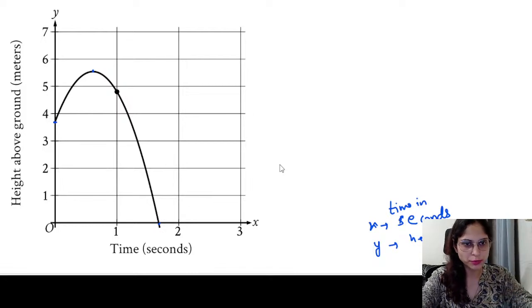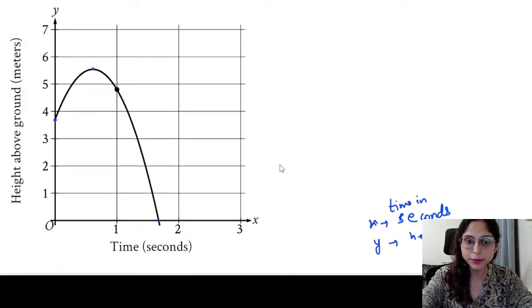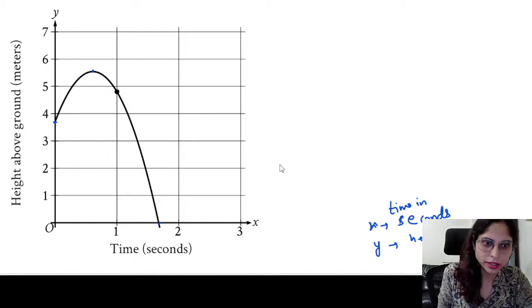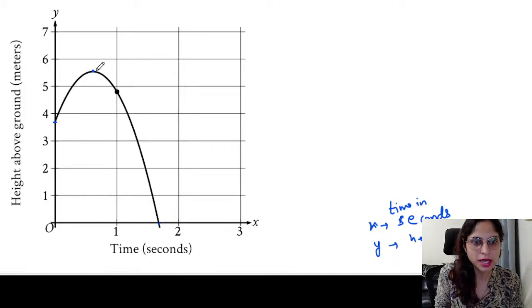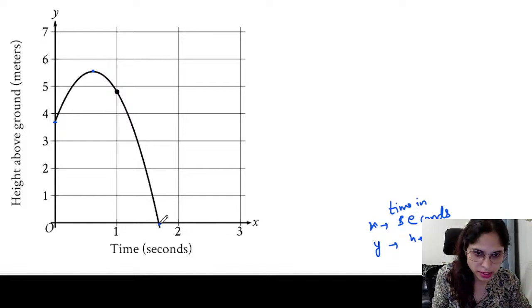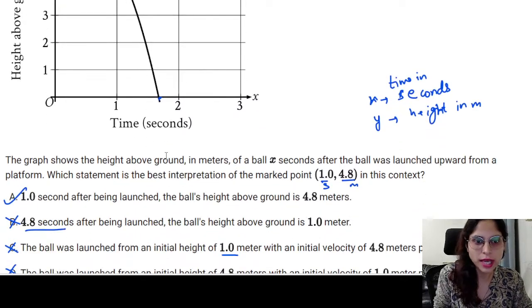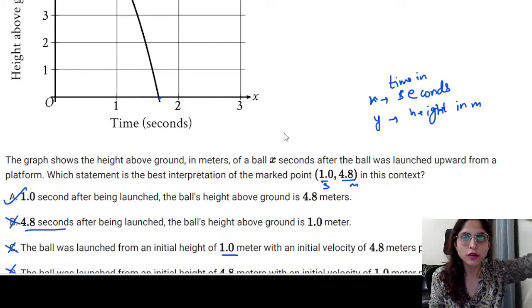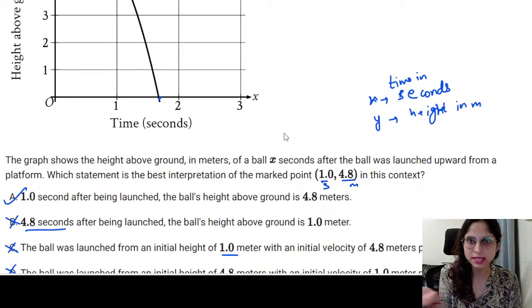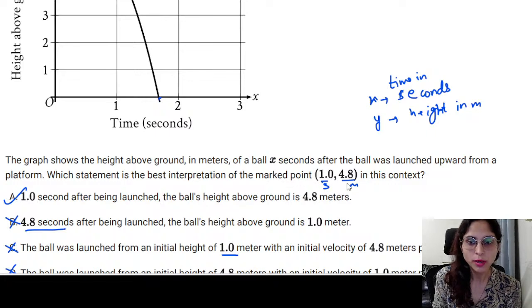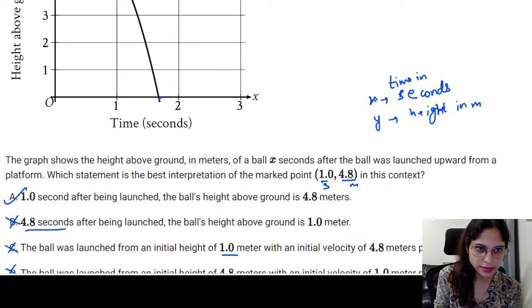This is a parabola going downwards, and this is a height problem, because when you throw something up, it goes up to a maximum height and then it falls down again. So this is the starting position from where the object is being thrown. This is a maximum height, and after this it starts dropping down again, and at this time it has fallen to the ground. Now there is this point, and the graph shows height above ground in meters of ball x seconds. So your y axis represents meters and your x axis represents seconds. After the ball was launched upward from a platform, which statement is the best interpretation of the marked point? 1.0, 4.8. So 1.0 is your seconds, because this is the time, and 4.8 is your meters.